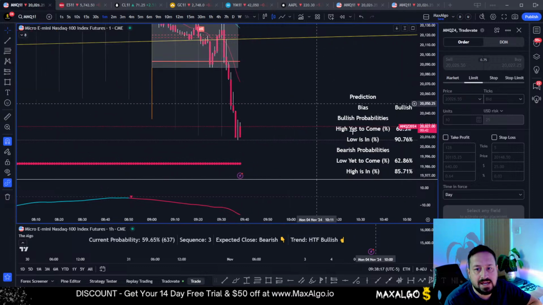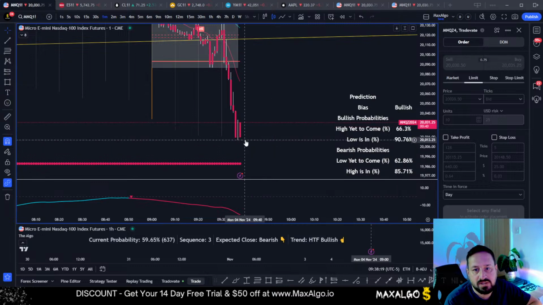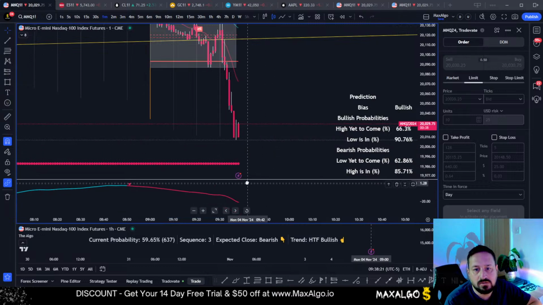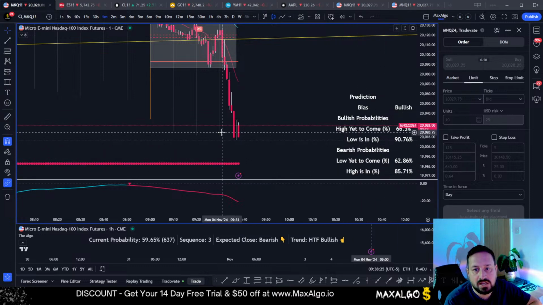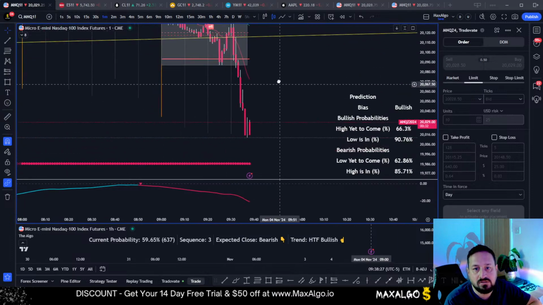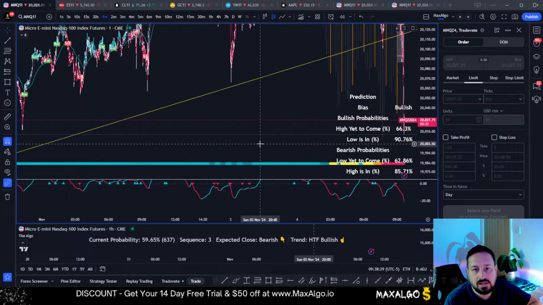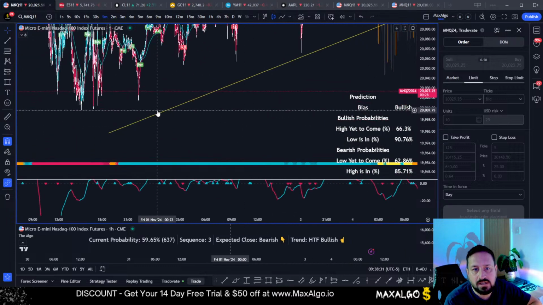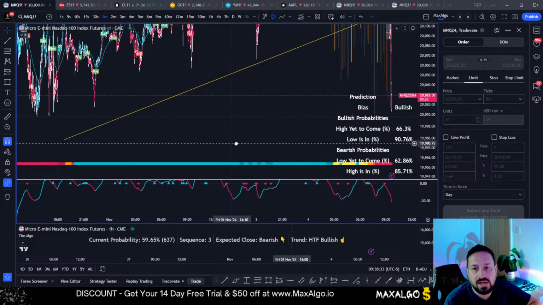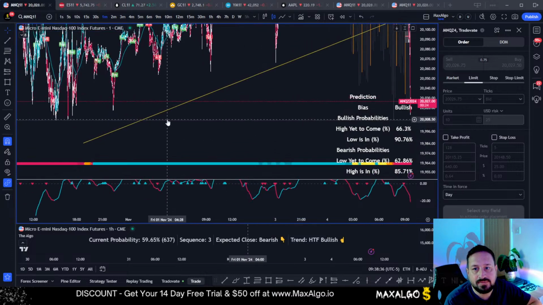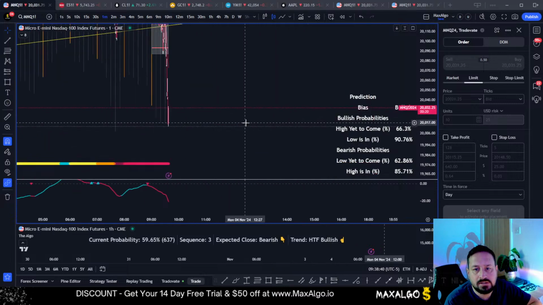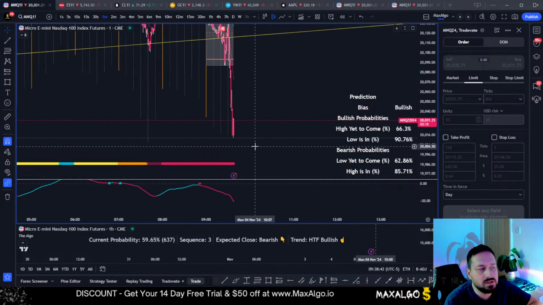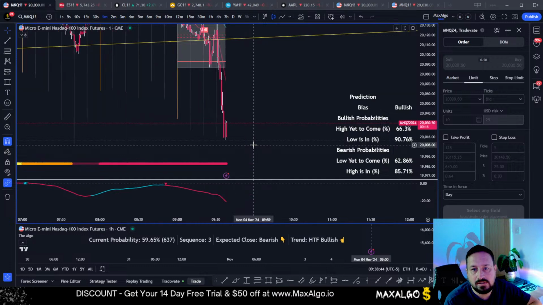So as you can see now, we've got a 62% probability that this is our low. So we still have a good chance of going down a little bit more. Doesn't have to, but still a good chance. Did we take the low? We haven't taken the low yet, right? We haven't taken the low. Are we going to? What do you think? Are we going to take the low?